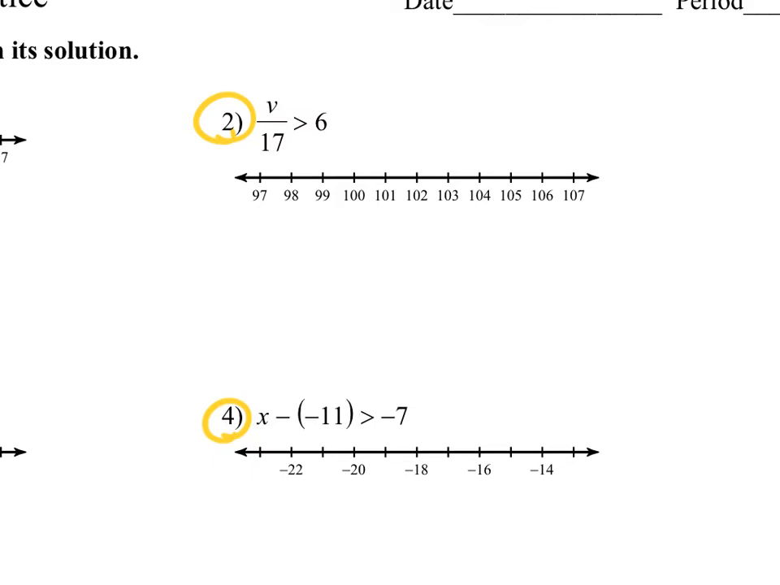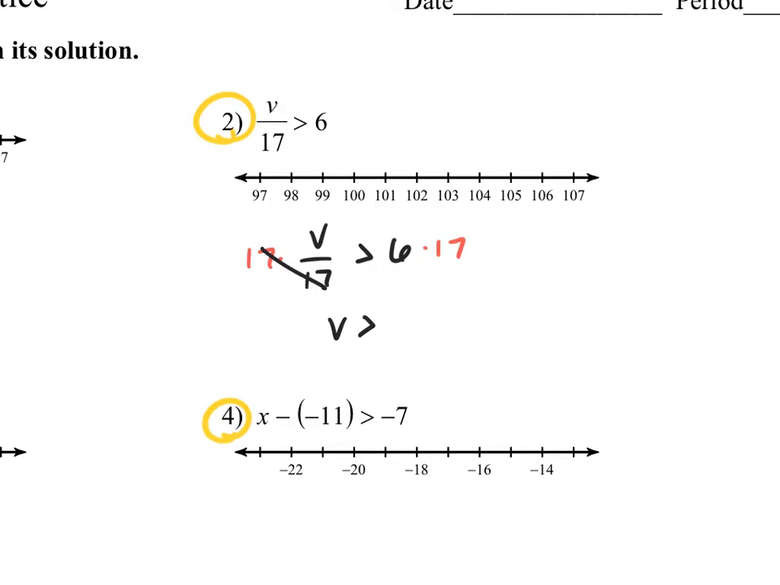Well, here's the issue. What do we want to do? To be able to graph this inequality, we need to get the letter by itself. The issue here, what's happening to our letter? It is being divided by 17. Well, how do you undo dividing by 17? You multiply by 17. Okay? So, once that happens, you get v is greater than, well, somebody help me out. What is 17 times 6?